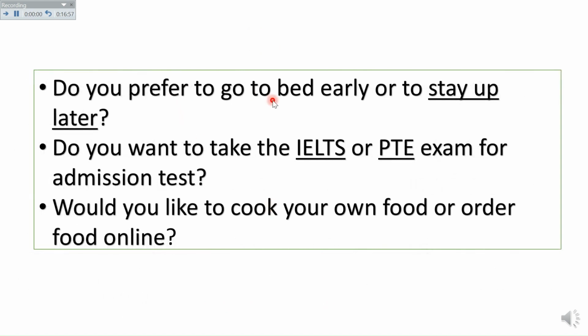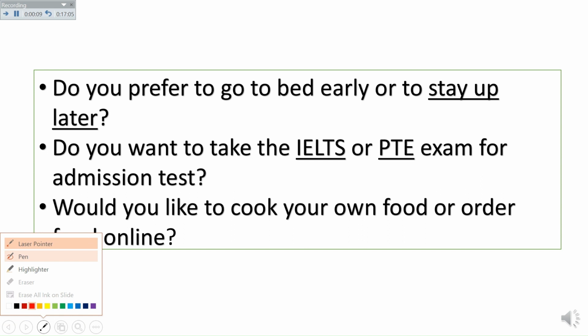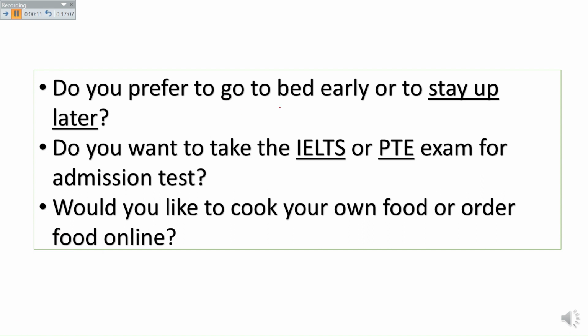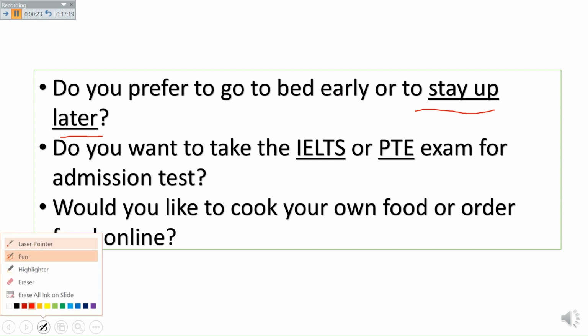Do you prefer to go to bed early or stay up later? So it is also giving the options, like either we can go to sleep early or you can stay up. So "stay up later" is a phrase, so we will not use a comma here. Let's see the next example.